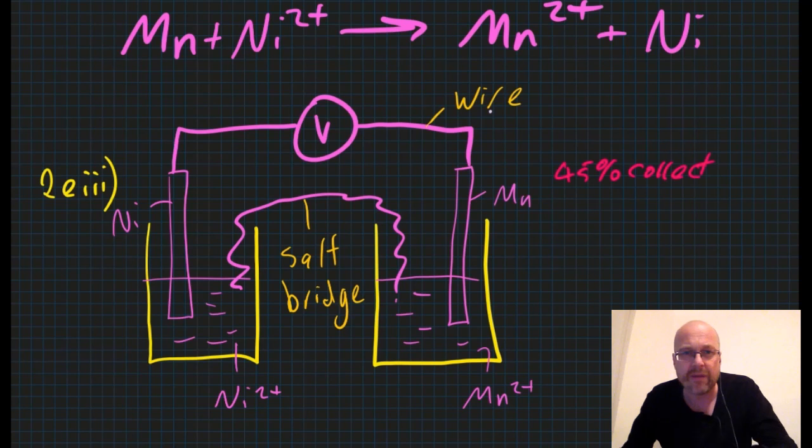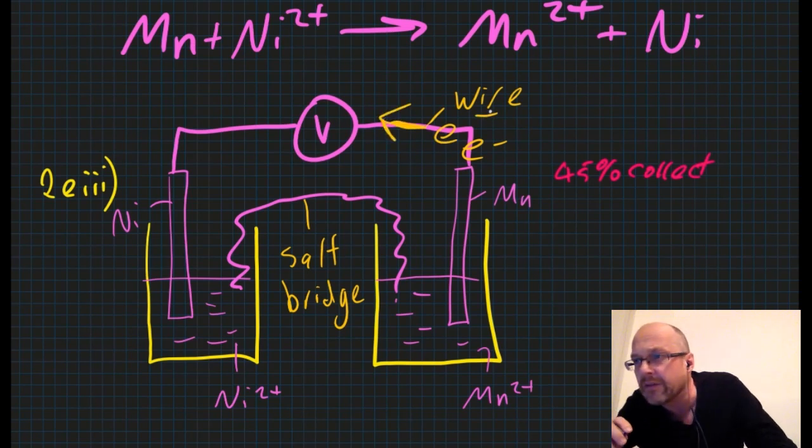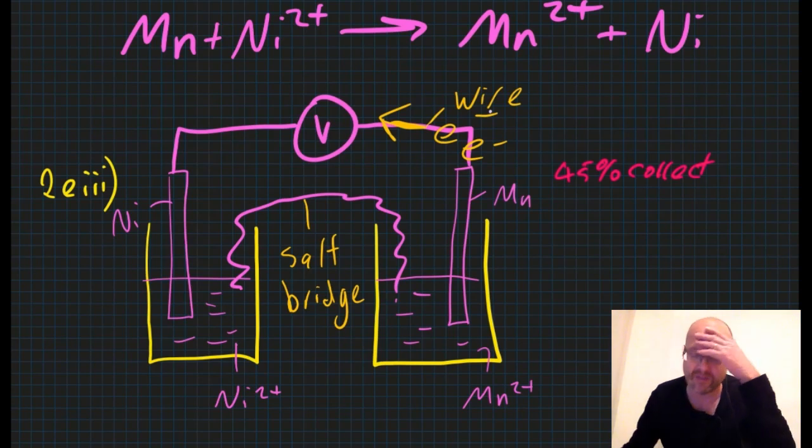Now the most reactive metal's giving off electrons. So the manganese is the most reactive. So the electrons are going to go this way. The passage of the electrons is going to go that way. Is that enough? And the flow between the two half cells of the ions. Oh, I have to think about this.